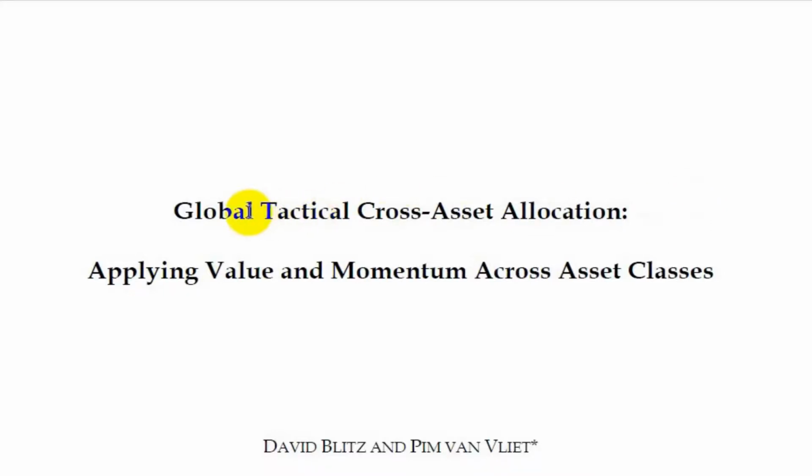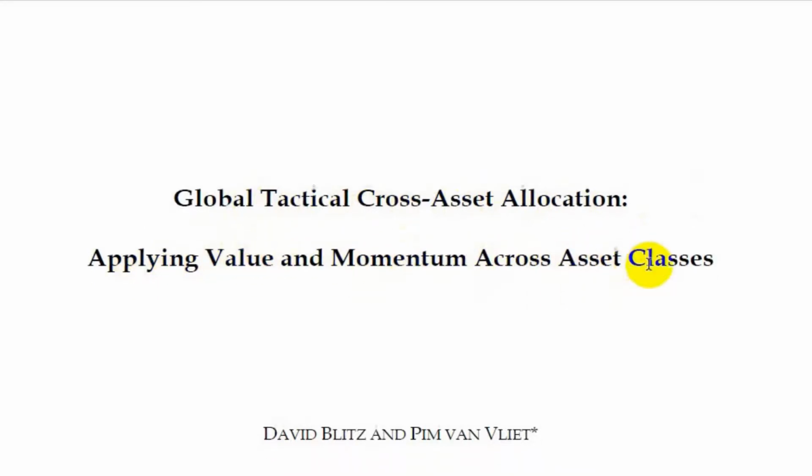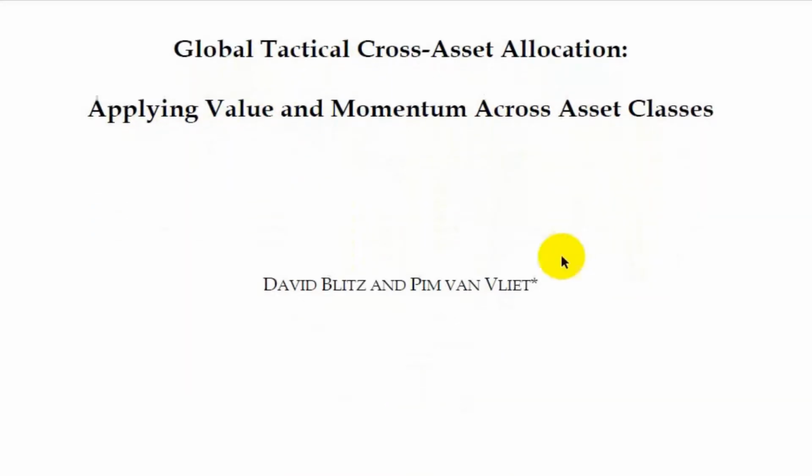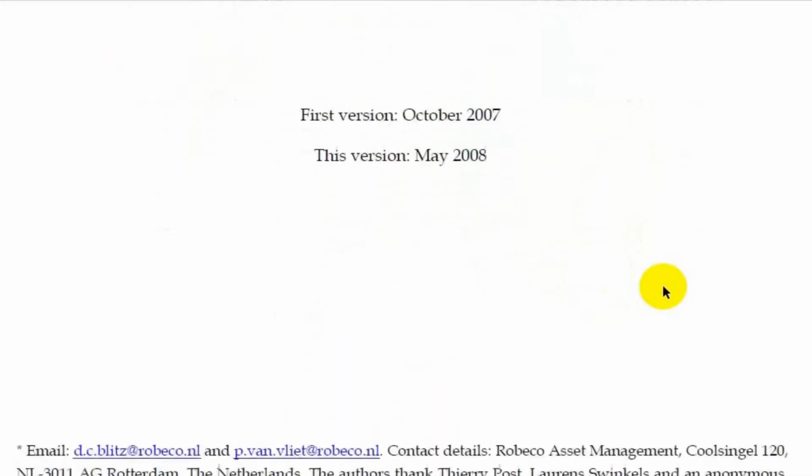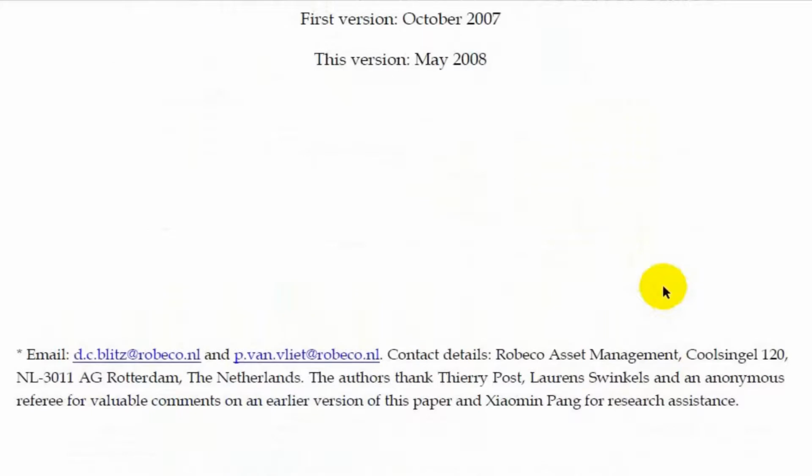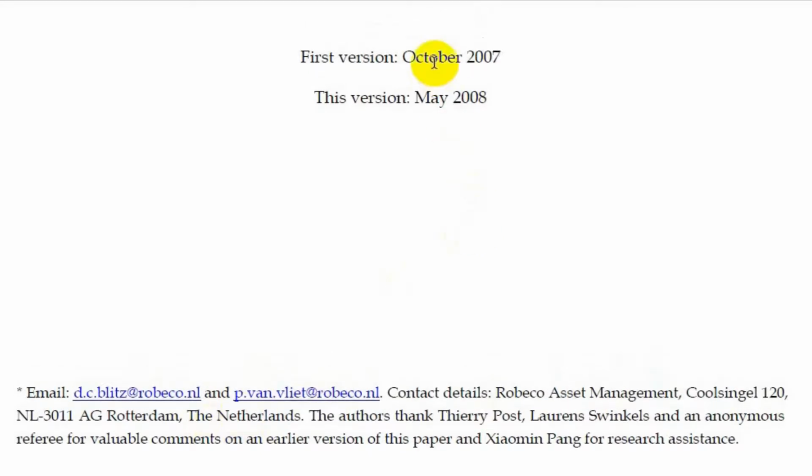Okay, this is a paper called Global Tactical Cross-Asset Allocation, Applying Value and Momentum Across Asset Classes. This is written by David Blitz and Pim Van Vliet, and they are both from Robeco Asset Management in the Netherlands, and this was published in October of 2007. So let's jump into it.